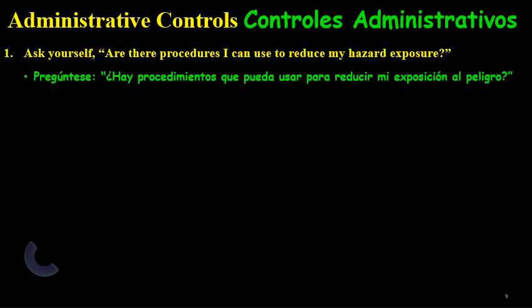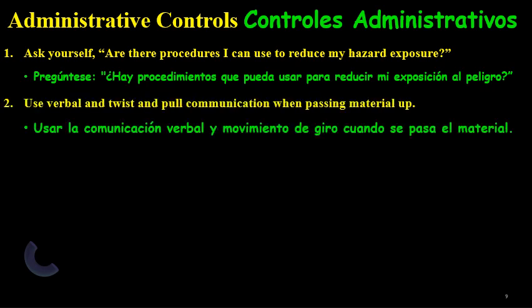Administrative controls. These are rules, regulations, and guidelines put in place to manage the hazard. This level relies on changing the way people work or interact with the hazard. It could involve implementing specific work procedures, providing training, and setting up warning signs. Ask yourself, are there procedures or policies that I can use to reduce my hazard?